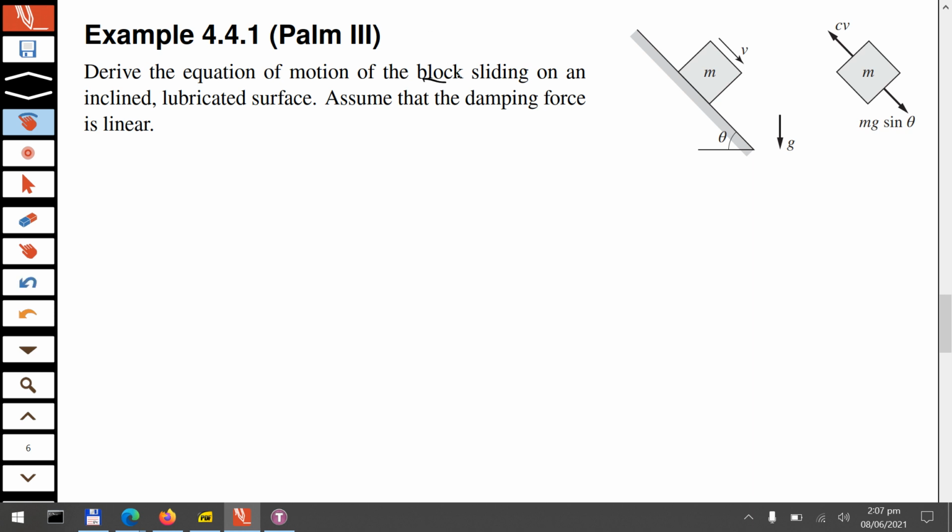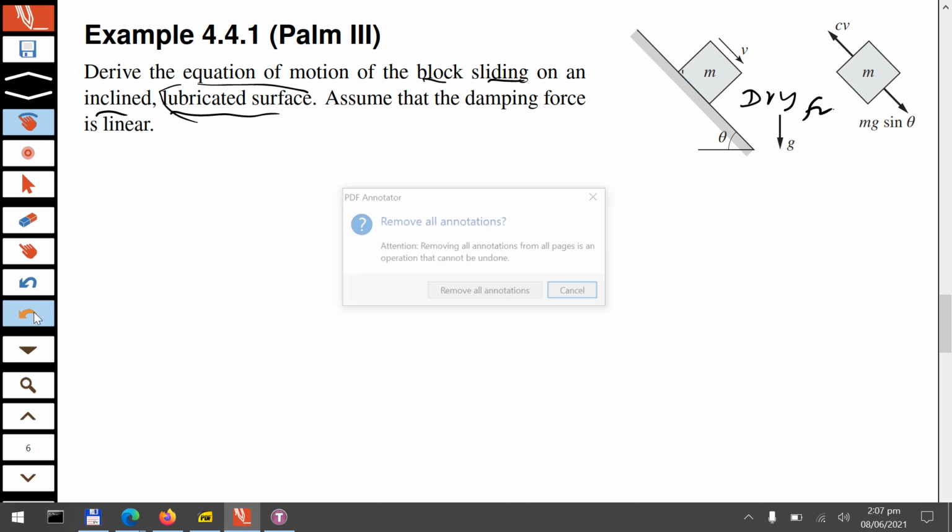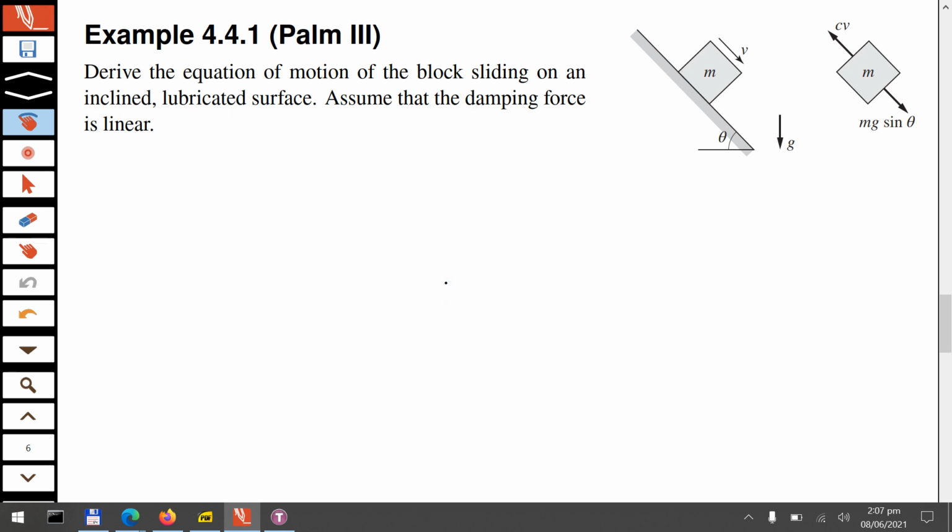The block sliding, this is a sliding block, there are no wheels, on an inclined lubricated surface. Now here the surface is not dry, it is lubricated. If it were dry, there would be solid dry friction. Here, since it is lubricated, you will have fluid friction or a damping element. Assume the damping force to be linear.